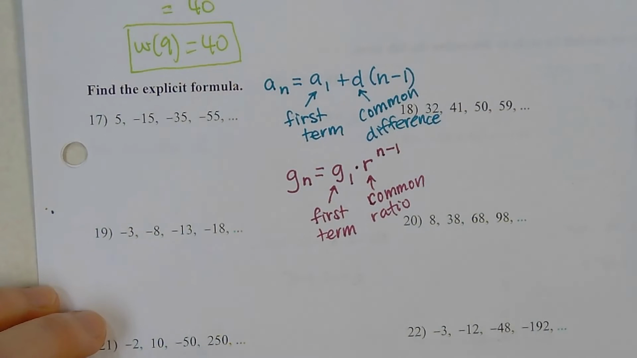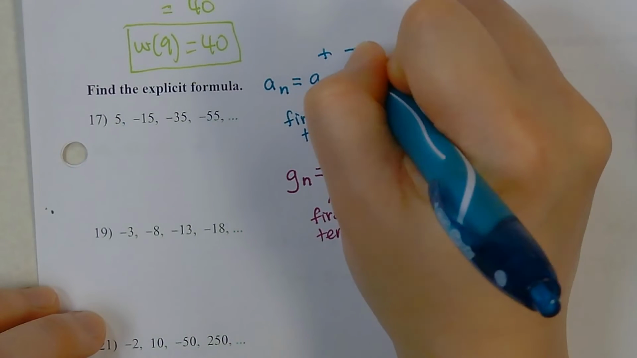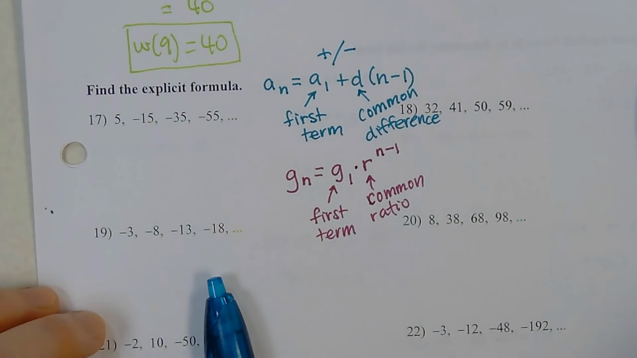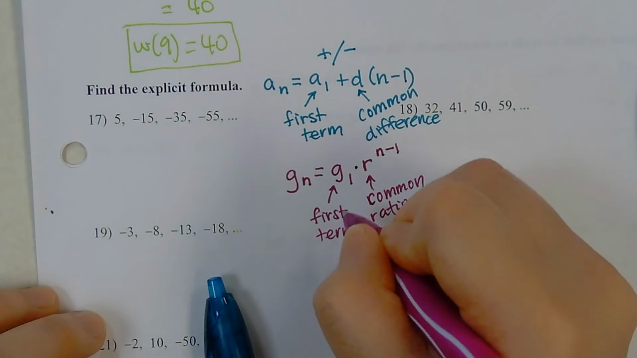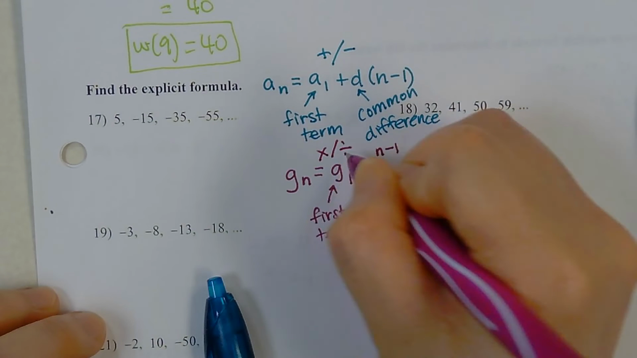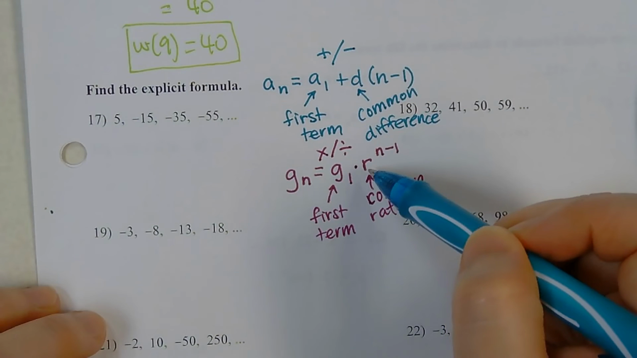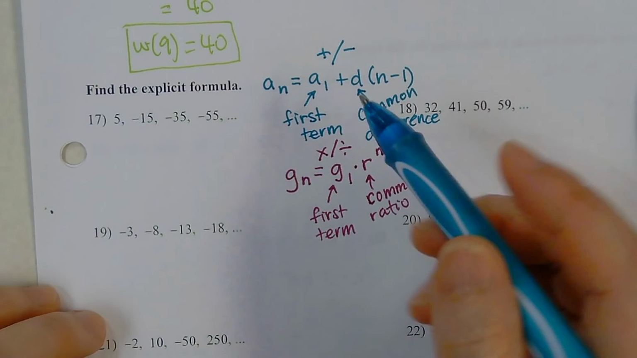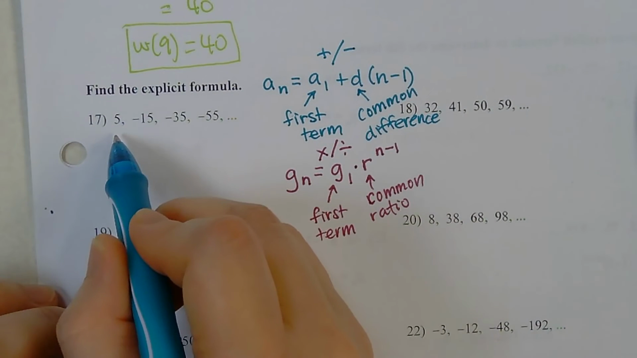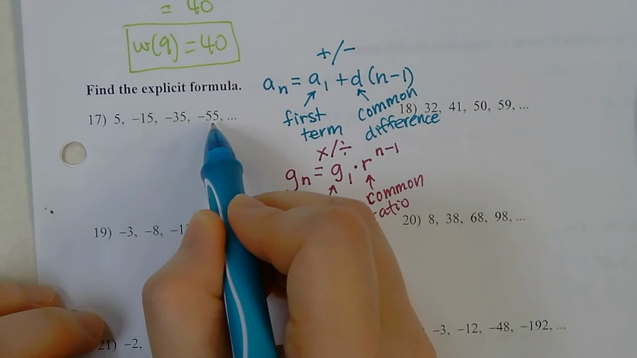So first we need to determine, are we adding or subtracting? And common ratio is going to be multiplying or dividing. But common ratio is always represented with multiplication, right? Something to think about. Okay, so this is 5, and then negative 15, negative 35, negative 55.